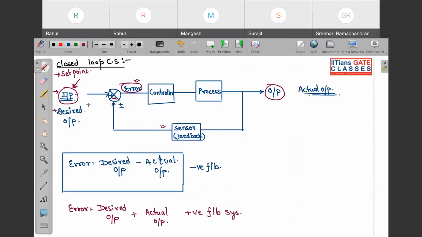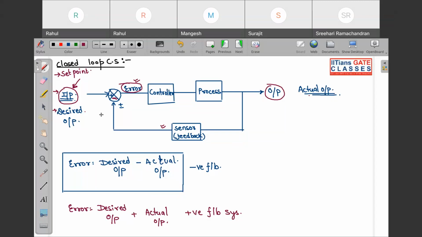Usually the normal air conditioner that we have, the previous generation of air conditioners that we used to have, those were open loop systems. I won't be going into that much depth. You might feel that it is a closed loop system, the previous window model AC, because once you set the temperature using the remote at 25 degrees, it is constantly maintained at 25 degrees.